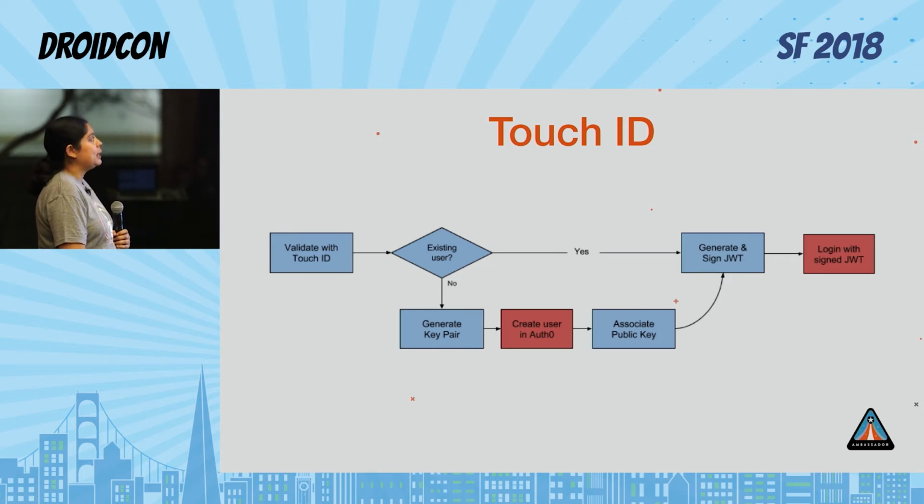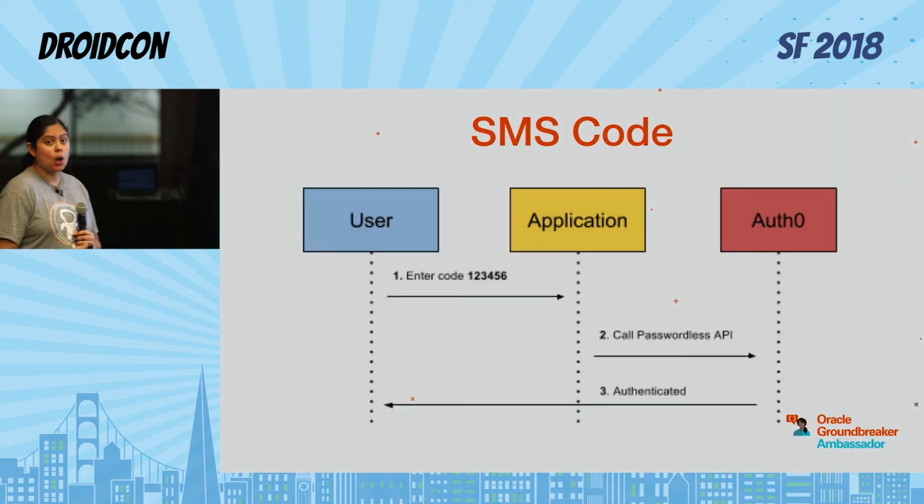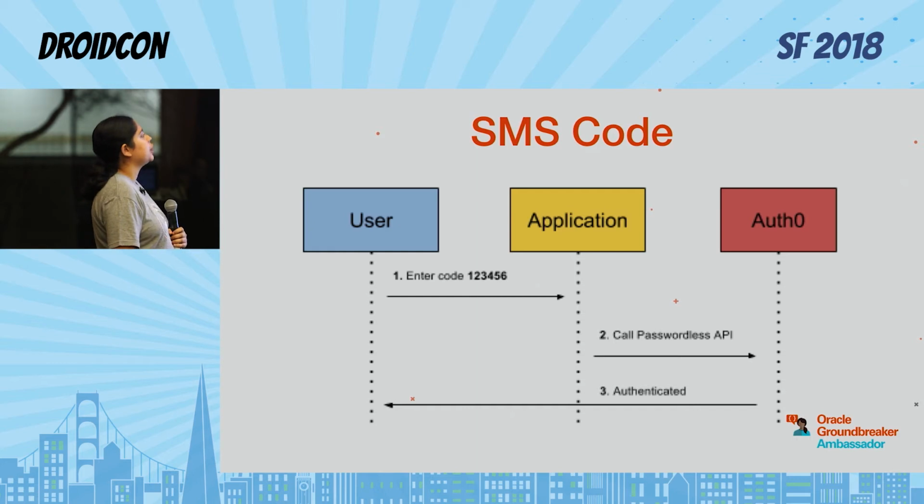So we validate with Touch ID. We will see if this fingerprint exists in our system. If this fingerprint doesn't exist in our system, we will create a new user. If the user exists, we will create a JWT as part of the login process, and the guy will be logged in. Then we have the SMS codes too. The user will enter the code, and previously we require the username. This process is really interesting.